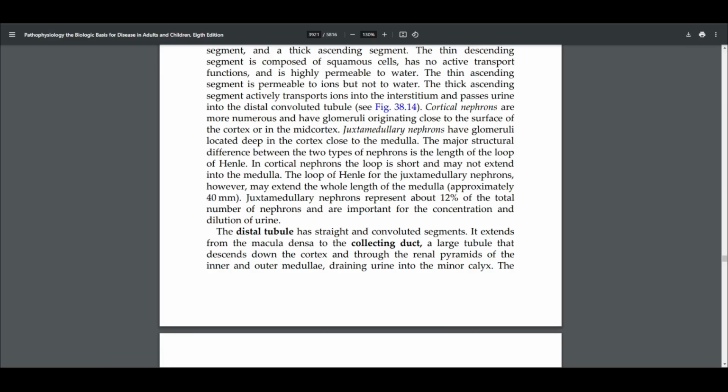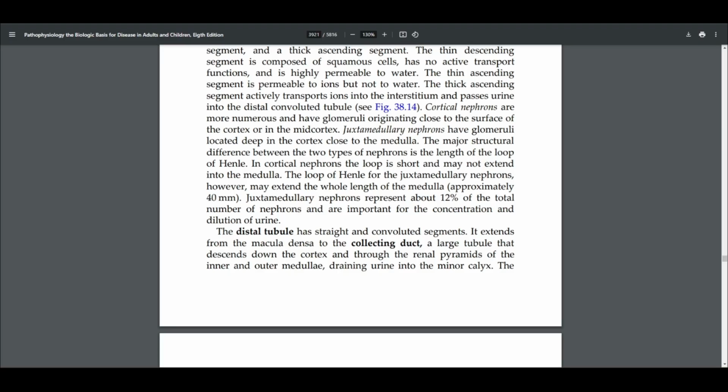Cortical nephrons are more numerous and have glomeruli originating close to the surface of the cortex or in the midcortex. The juxtamedullary nephrons have glomeruli located deep in the cortex, close to the medulla. The major structural difference between the two types of nephrons is the length of the loop of Henle. In the cortical nephrons, the loop is short and may not extend into the medulla. The loop of Henle for the juxtamedullary nephrons, however, may extend the whole length of the medulla, approximately 40 millimeters.